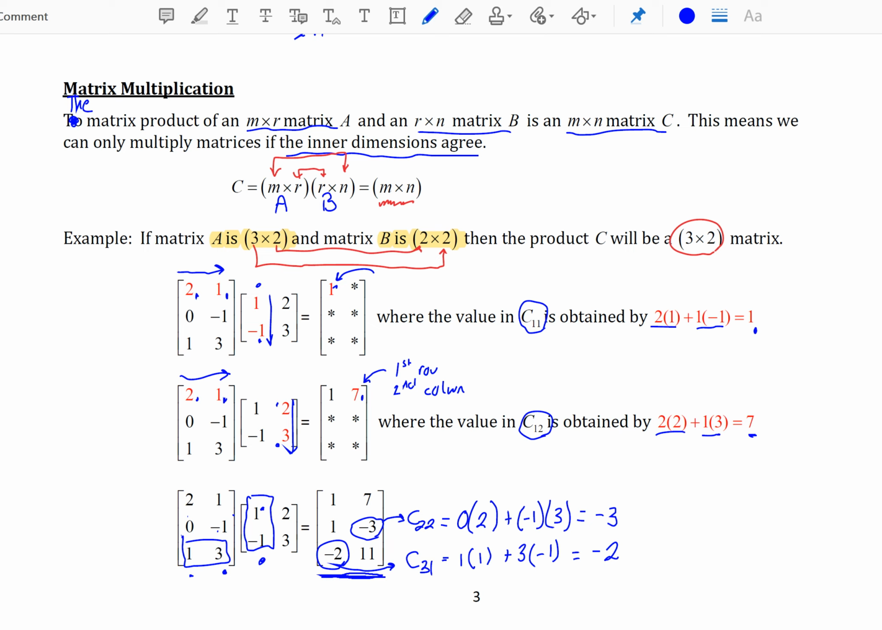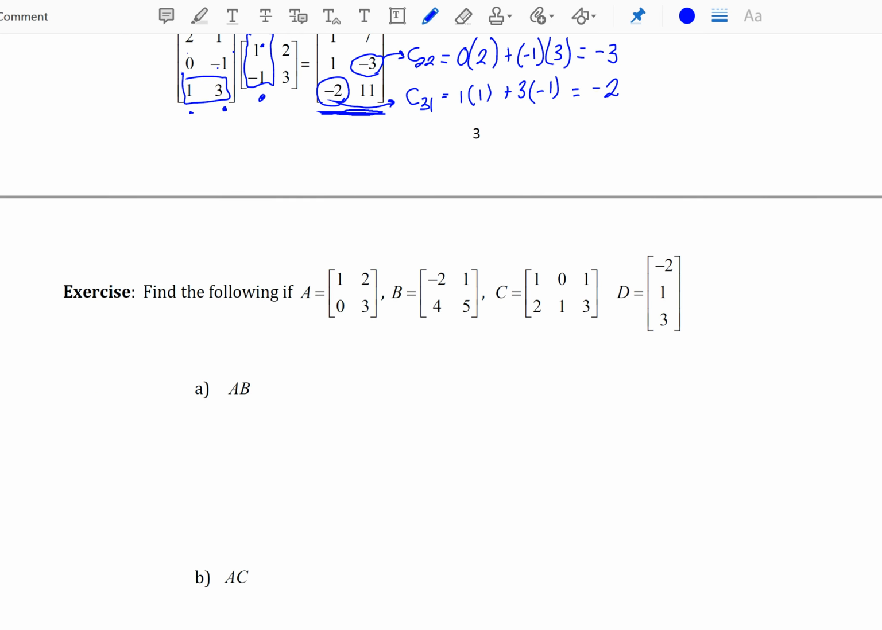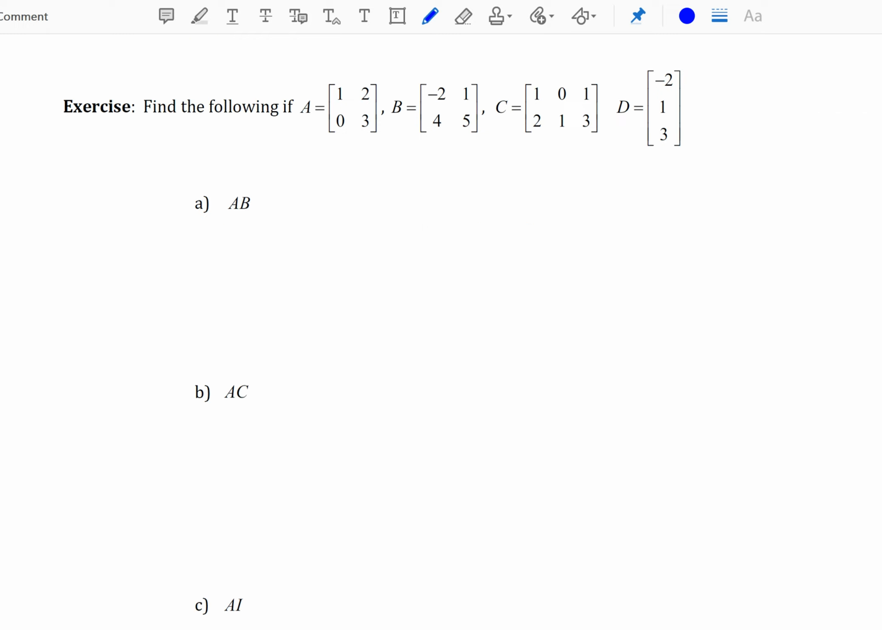Okay, I hope this makes sense because I'd like to practice this skill now. Find the following if matrices A, B, C, and D are defined as these matrices. Now, I'd like you to pause the video and work on these. Let's do them one at a time just to make sure that we're comfortable with matrix multiplication. So if you could pause the video for just a moment, I'd like you to find the product of matrices A and B. I'll see you back here in just a moment after you work on that.